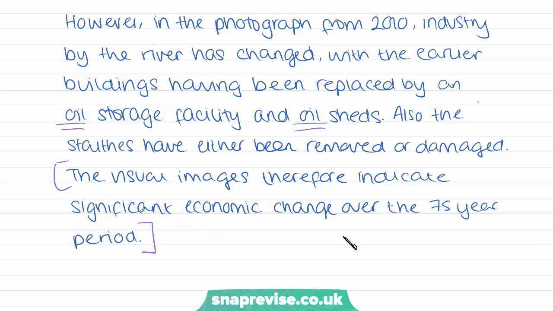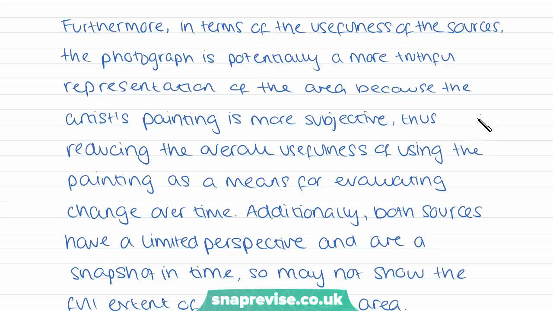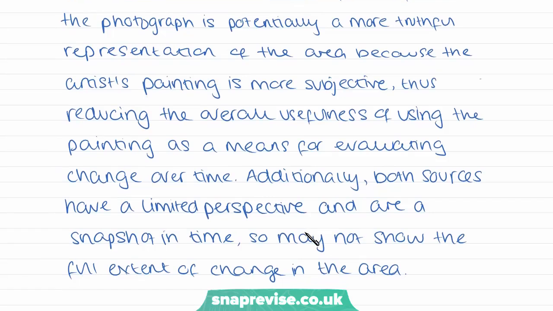And I've said there has been significant economic change. However, that's not going to be the end of my answer. I'm now going to go on and comment on how effective the painting and the photograph were for telling me these facts. So essentially what I'm doing in this last paragraph is assessing their usefulness as sources. So I've said, furthermore, in terms of the usefulness of the sources, the photograph is potentially a more truthful representation of the area because the artist's painting is more subjective, which means that he could have added his own interpretation to it, and he could have fabricated what was actually there. It's not a real and legitimate picture, essentially. It doesn't represent reality, thus reducing the overall usefulness of using the painting as a means for evaluating change over time. Additionally, both sources have a limited perspective and are a snapshot in time, so they may not show the full extent of change in the area.